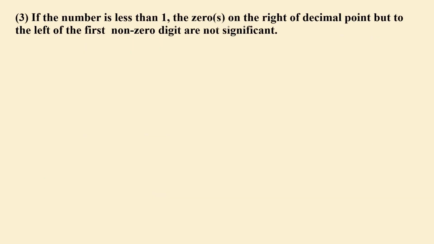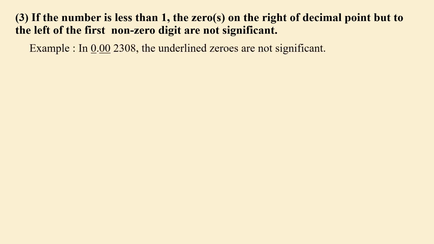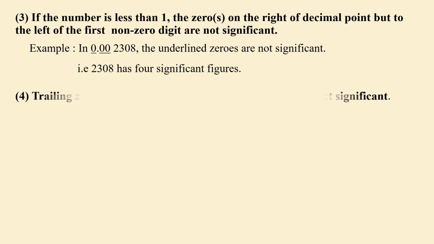3. If the number is less than 1, the zeros on the right of the decimal point but to the left of the first non-zero digit are not significant. Example, in 0.002308, the underlined zeros are not significant. That is, 2308 has 4 significant figures.